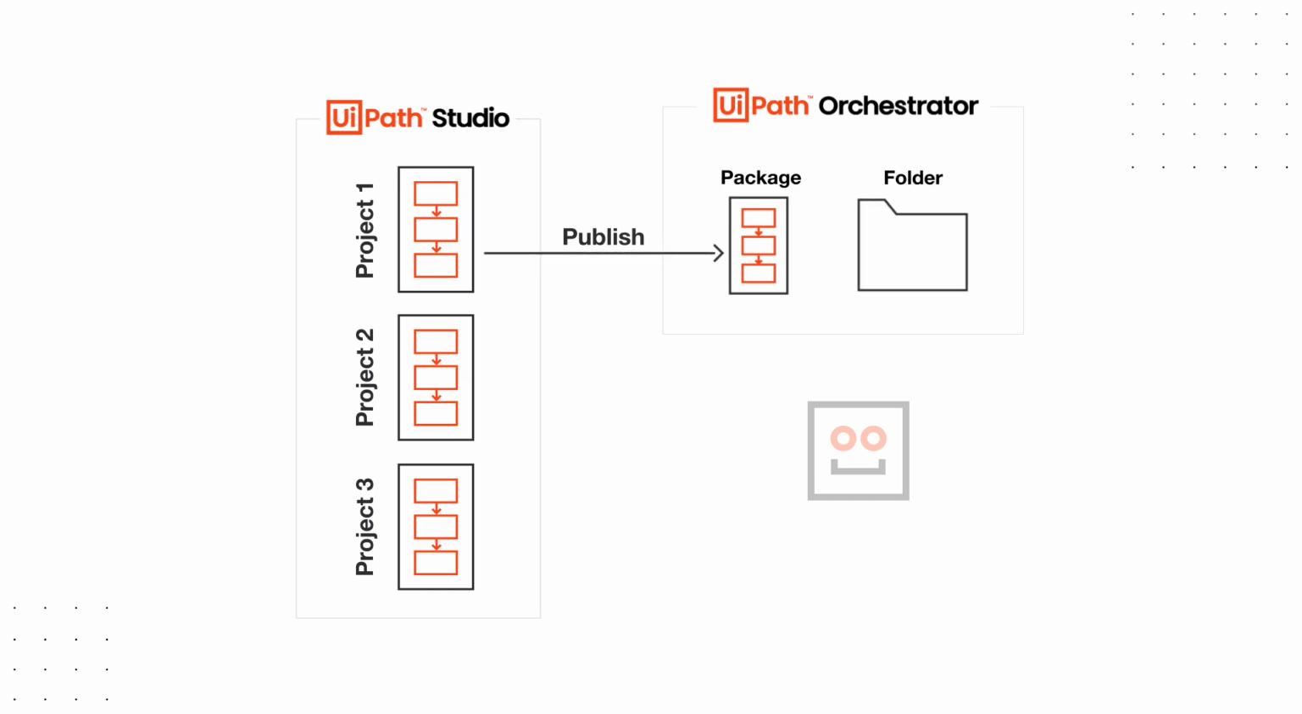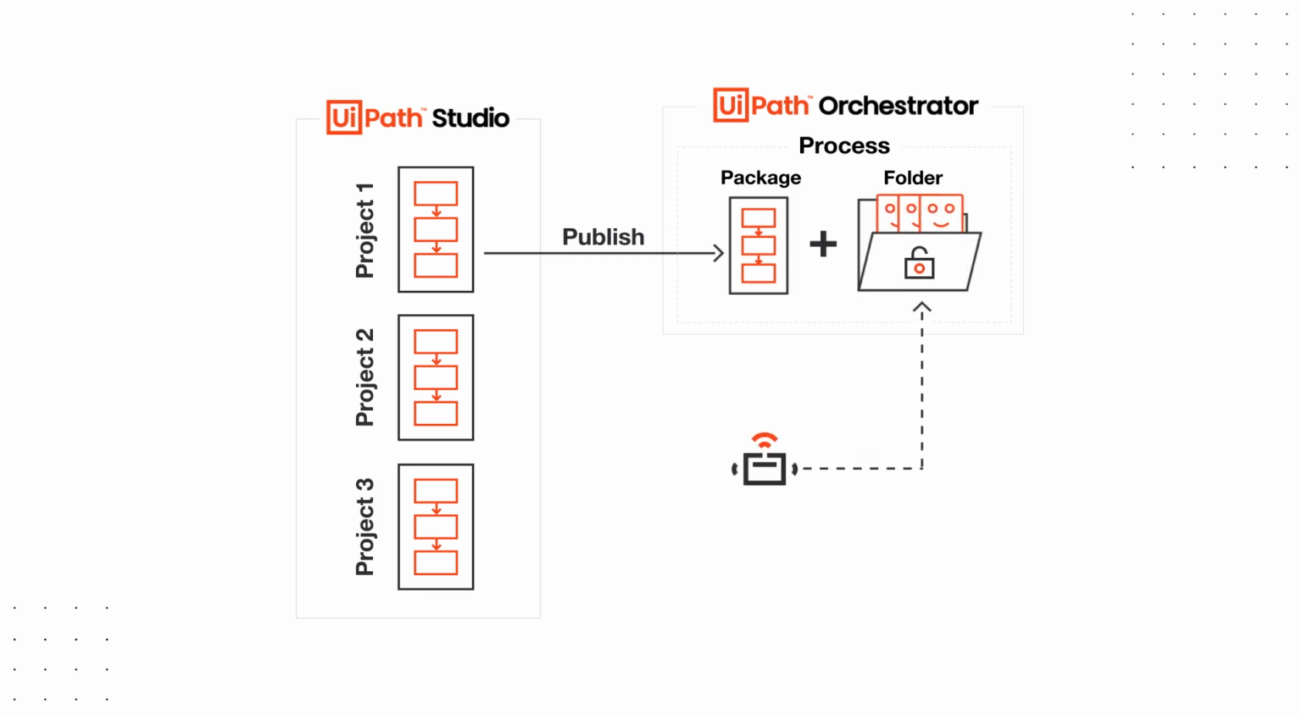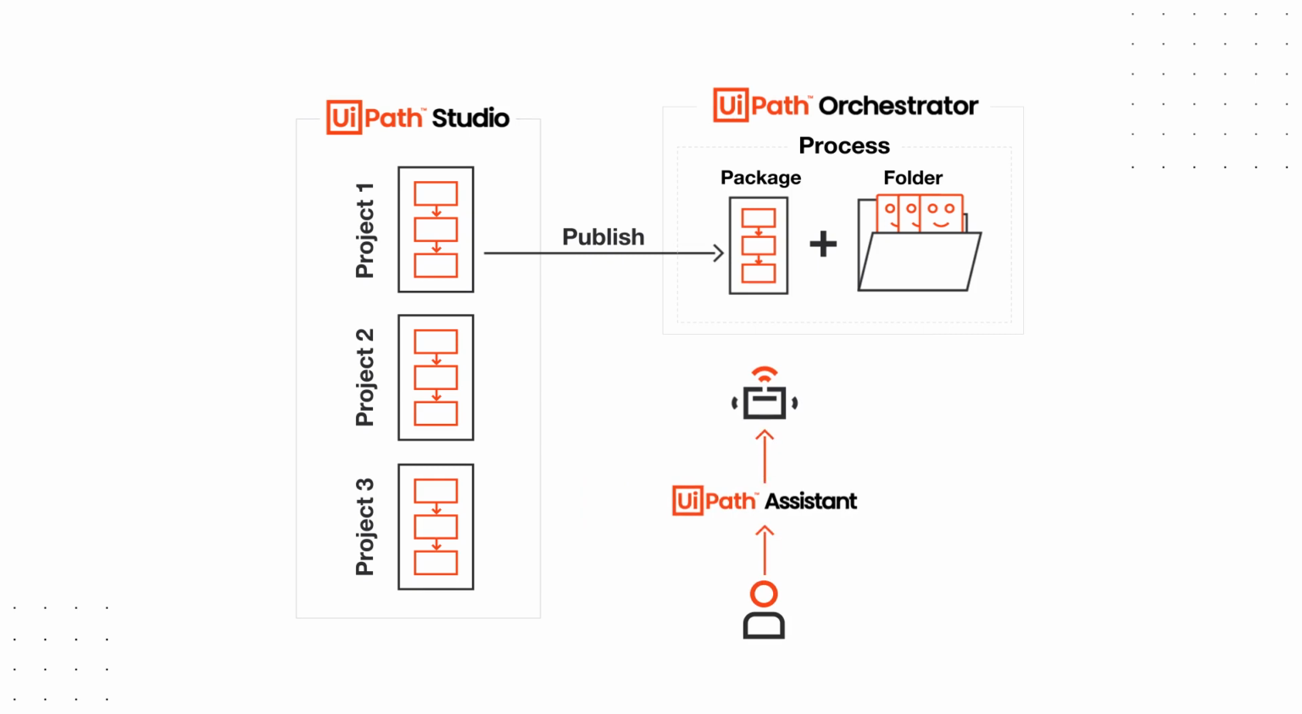To run automation projects, published packages need to be associated with folders. When a published package is paired with a folder, it becomes a process and can be run by robots with access to that folder. Human users can trigger robots through the UiPath Assistant tool to execute processes on their machines.